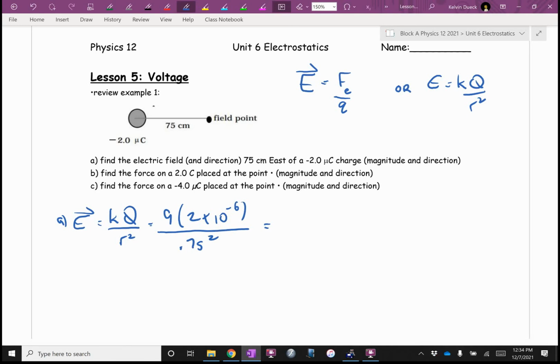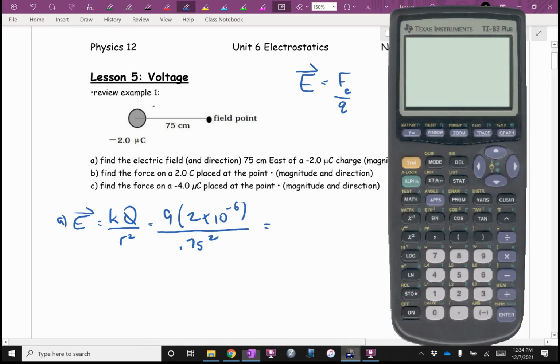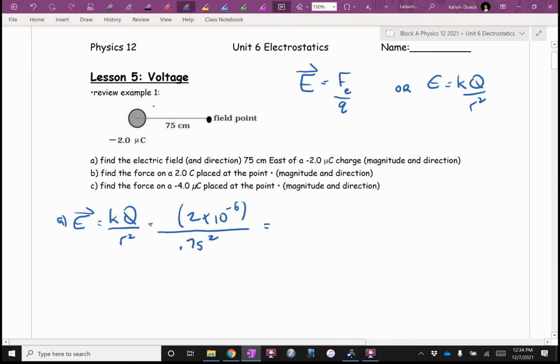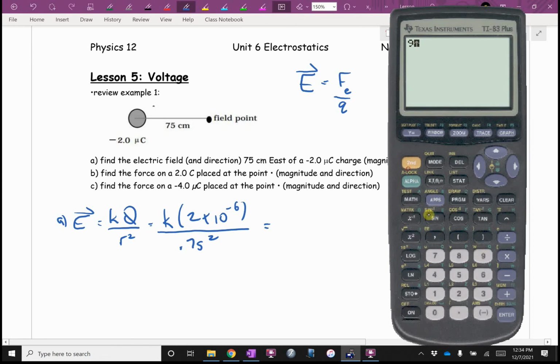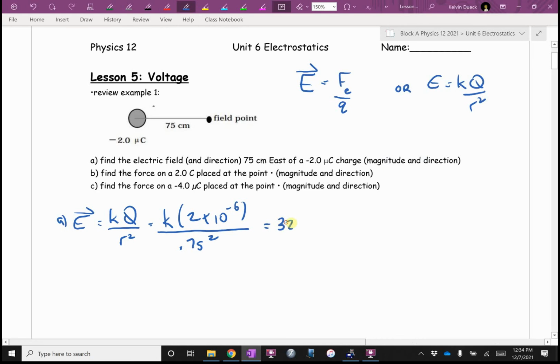Can I do this one in my head? Nope. So let's crunch it. Oh, I wrote a 9 instead of a K. It's 9 times 10 to the 9th, K, sorry. 9 times 10 to the 9th, 2 microcoulombs divided by 0.75 squared. Are you with 32,000? Yep. Nick, units?